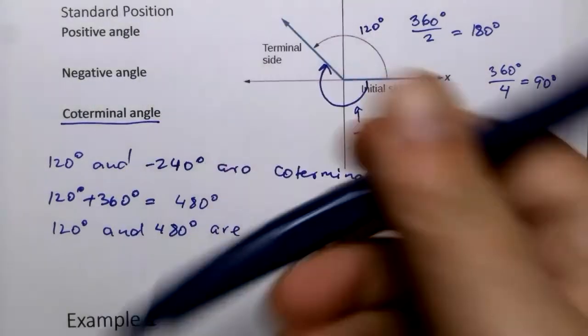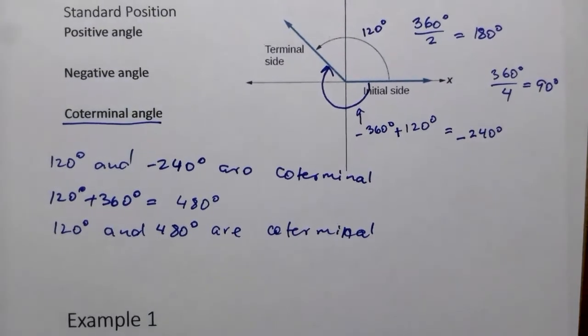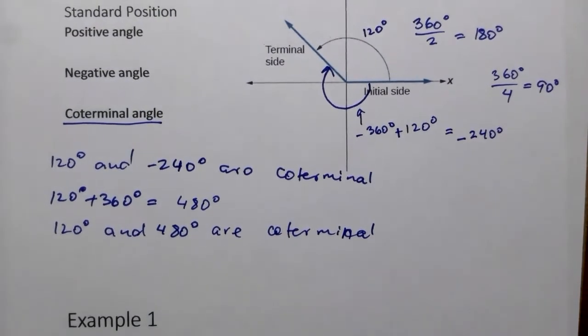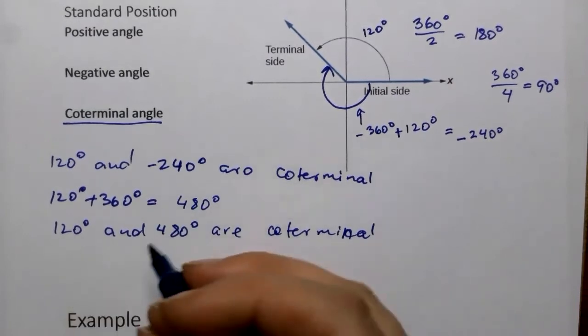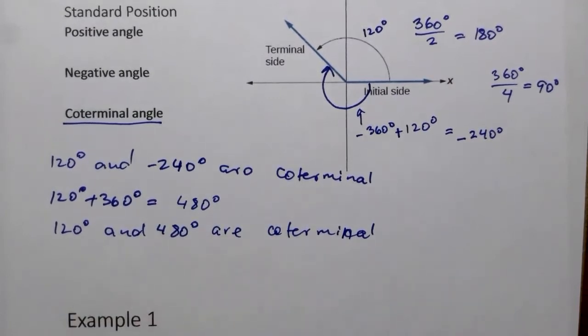And then of course you can go in the opposite direction as well. So 120 minus 360 will give you negative 240. Then you could subtract another 360 and get what? Negative 600.